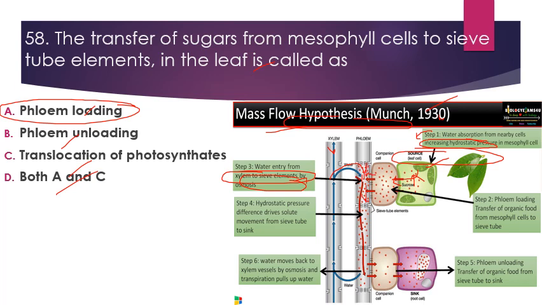So this increased hydrostatic pressure difference drives solutes movement from sieve tube to sink. Because sinks are deficient in food material, it will move downward in the direction of concentration gradient. The next, phloem unloading occurs in the sink cell or sink organ. Finally, water moves back to the xylem vessel by osmosis. Here we can see, water moved back by the process of osmosis, and transpiration pulls up water. So this is how phloem loading and unloading takes place.